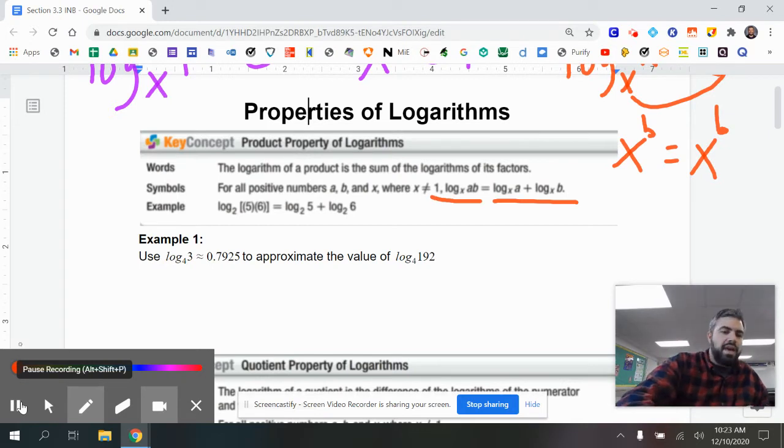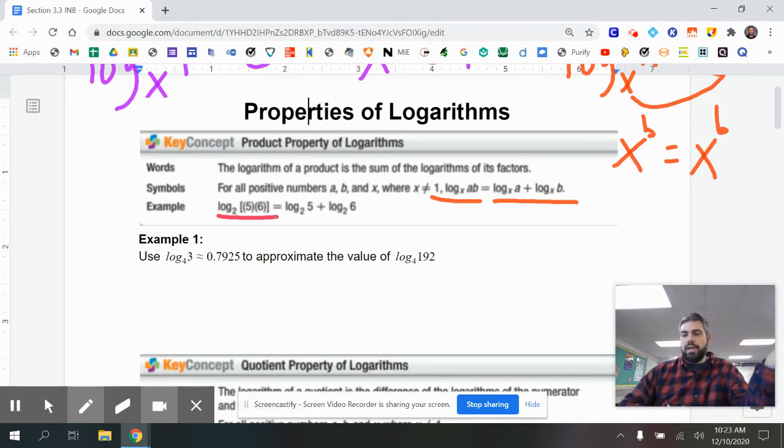So an example of that would be this guy right here. Log base 2 of 30, or 5 times 6, I can actually write as log base 2 of 5 plus log base 2 of 6. Kind of interesting. So 30 is broken up into two factors, 6 and 5, and I can just rewrite them both, right? So what I'm going to do is look at an example problem, okay?